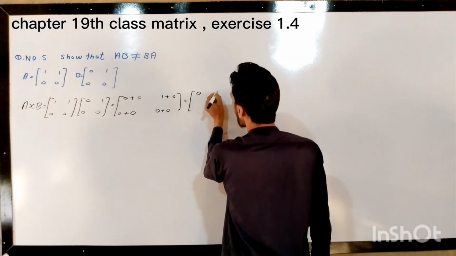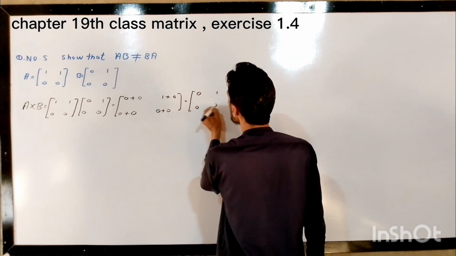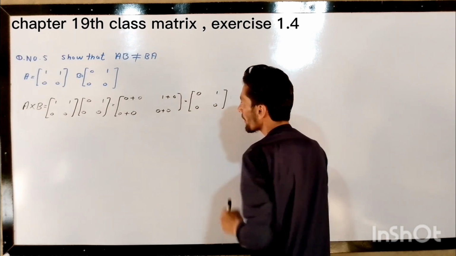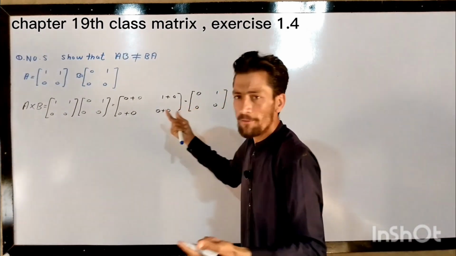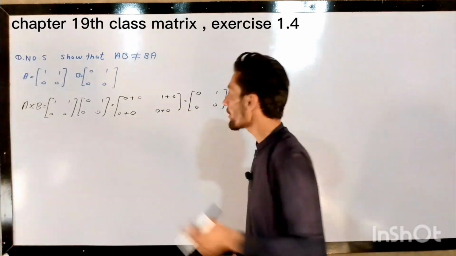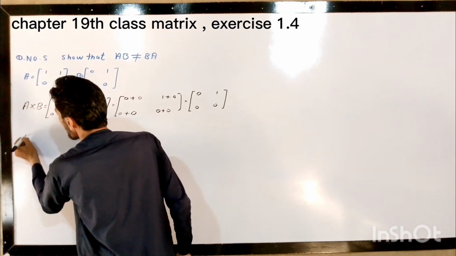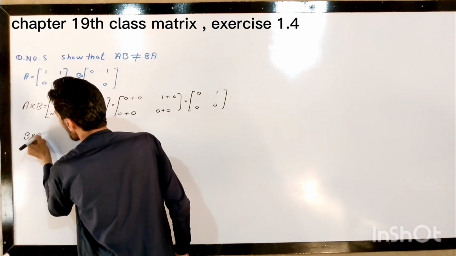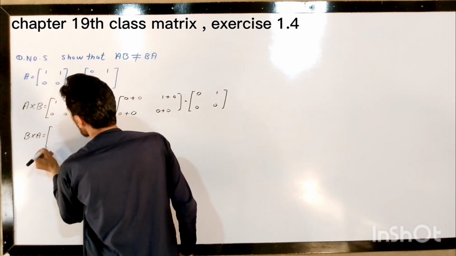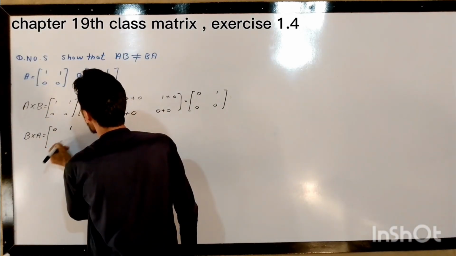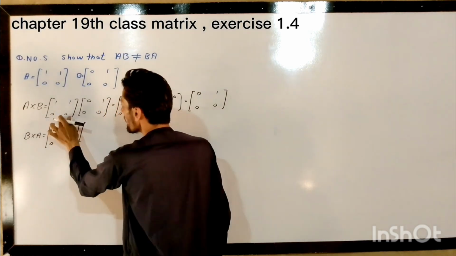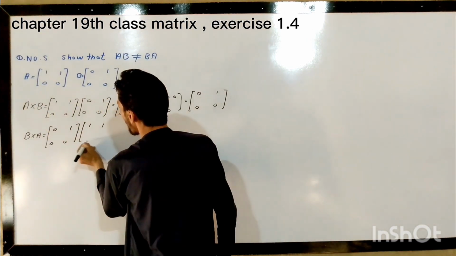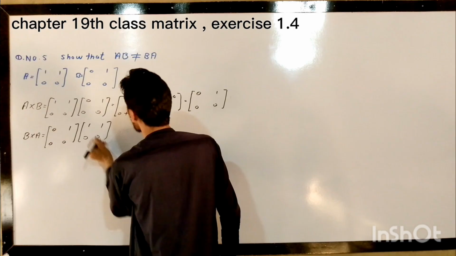That's 0 1 0 0. Okay. On the other hand, B cross A. We will check right here whether both are the same or different. Okay. B cross A will be equal to 0 1 0 0. And on the other hand, B 1 1 0 0.